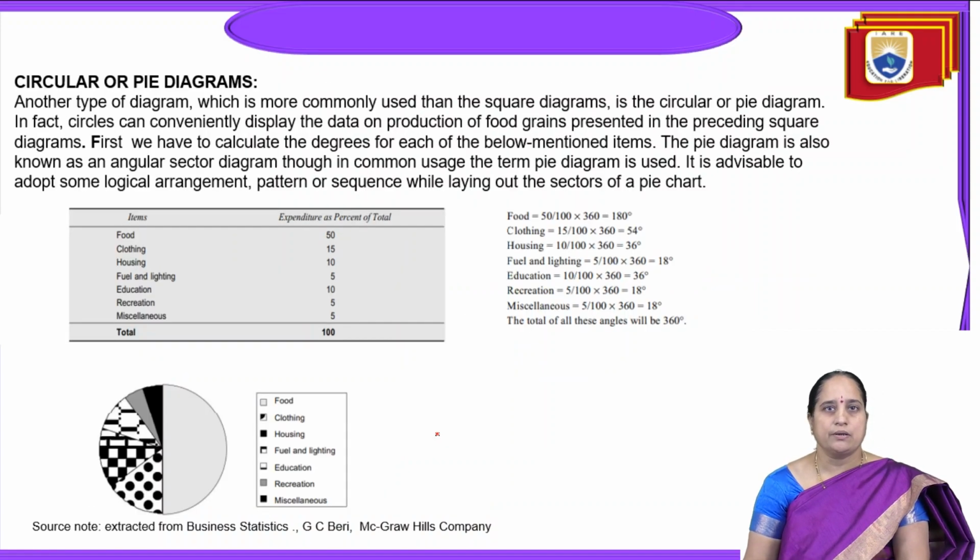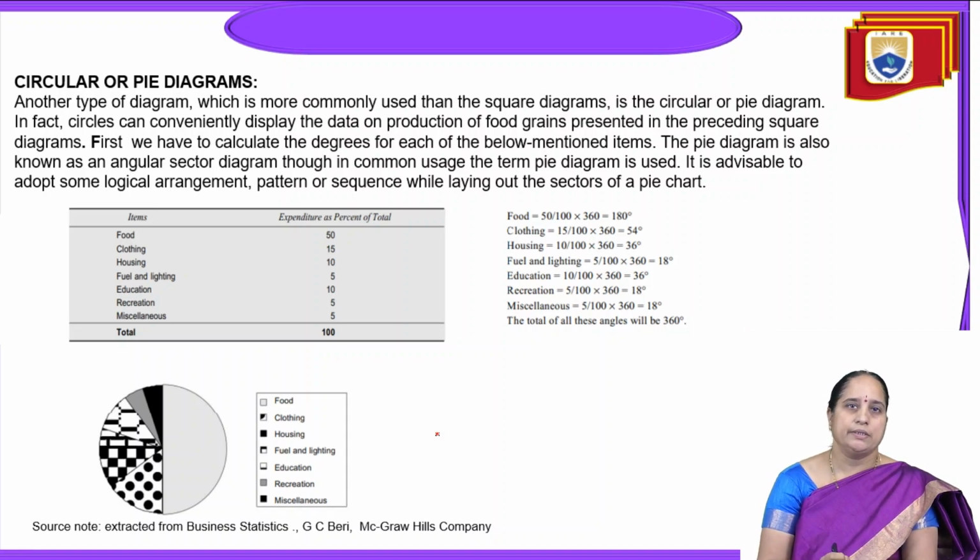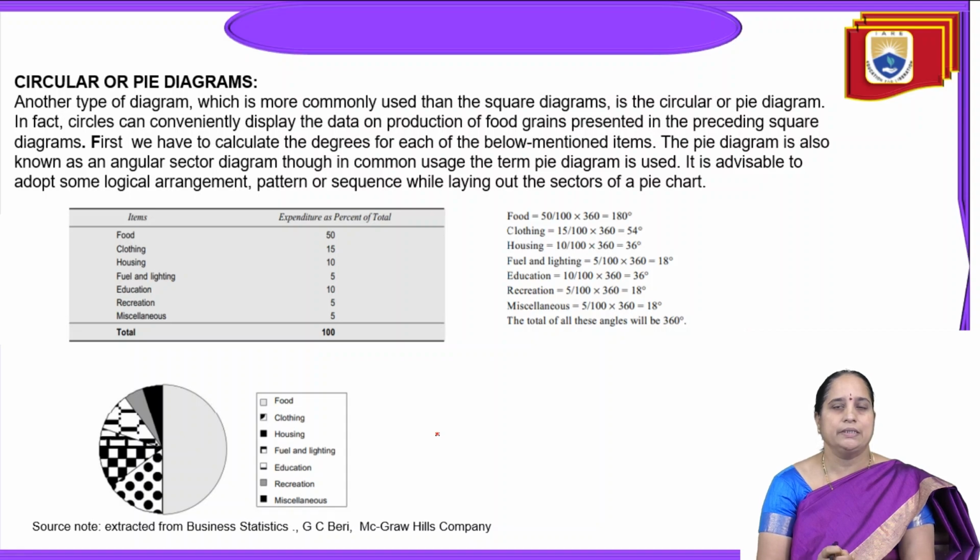The next one is circular or pie diagrams. So this is another type of two-dimensional diagram which is more commonly used than square diagrams. So in fact, circles can conveniently display the data on production of food grains presented in the preceding square diagrams. So first we have to calculate the degrees for each of the below mentioned items.